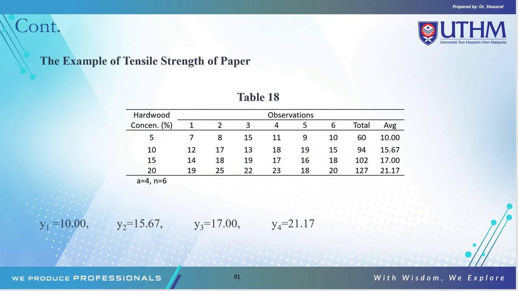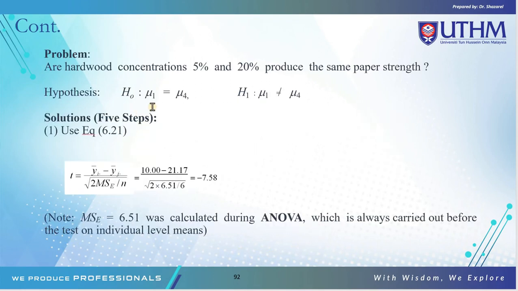Okay, let's look at this example. This is the same example as for the box plot just now. There are 4 levels of Hardwood concentration percentage, and this is the average of each level. We can see that this is the lowest mean, and this is the highest mean. For example, we want to test whether the lowest and the highest mean have a significant difference. So we state the hypothesis: mu1 equal to mu4, and the alternative mu1 unequal to mu4.